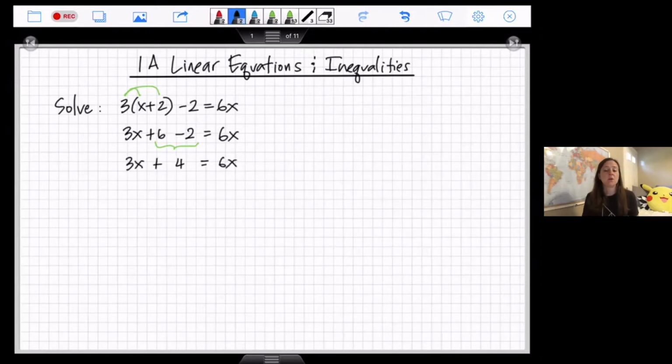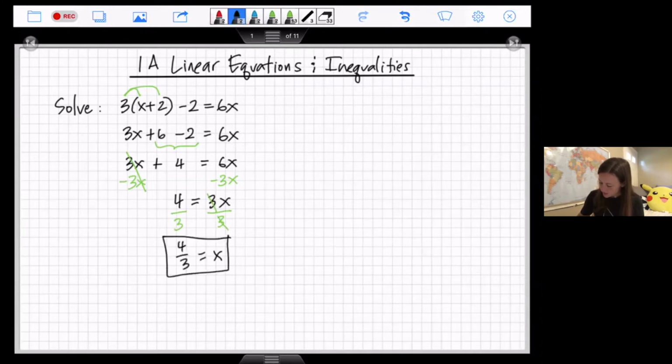Doesn't matter what side of the equation I get the x's on. I'm going to get everything over there on the right. So let's subtract 3x from both sides. And that'll just leave me with a 4 on the left and a 3x on the right. And then always just focus in on your x. Once you get it by itself, it's attached to a 3 by multiplication. We undo that with division. And I've got x equals 4/3. And that's our answer.